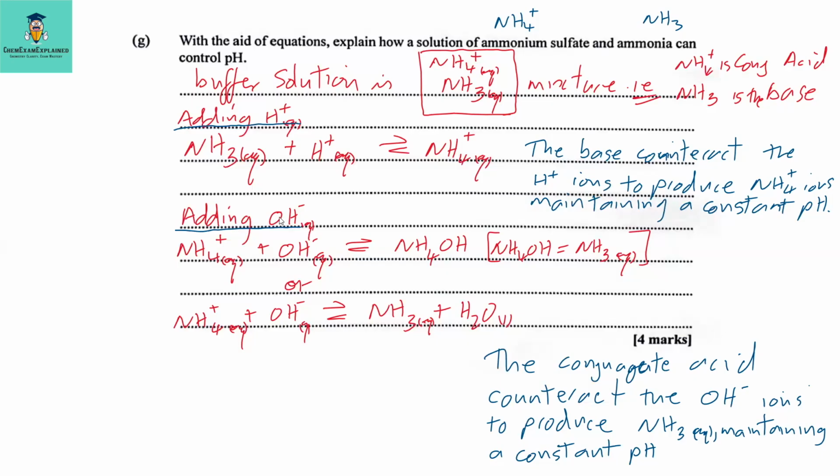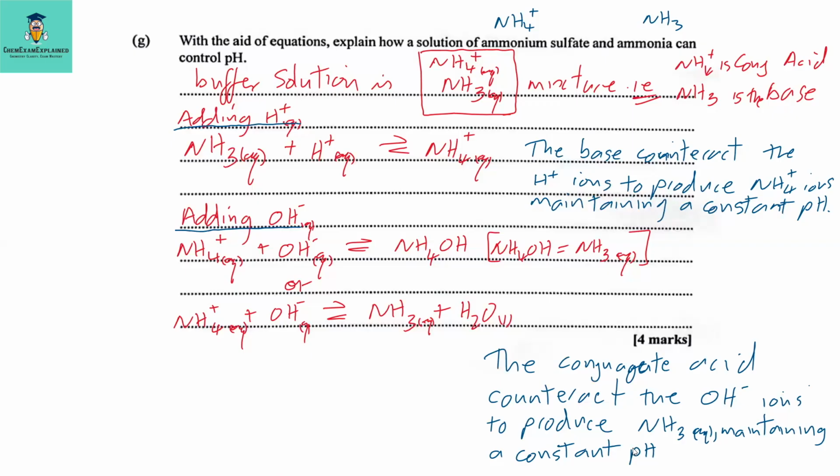If you add small amounts of OH minus ions, then from the buffer solution, the conjugate acid would react with the base. And so we're going to form ammonium hydroxide, which is aqueous ammonia. So again, we're forming something that's already present in our solution, and that will maintain a constant pH. So for this part, the conjugate acid counteracts the alkali, the OH minus ions, to produce aqueous ammonia, maintaining a constant pH.